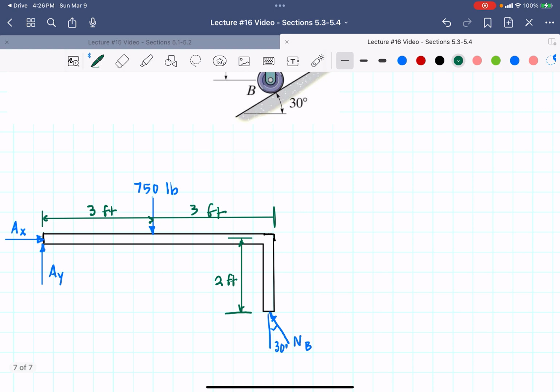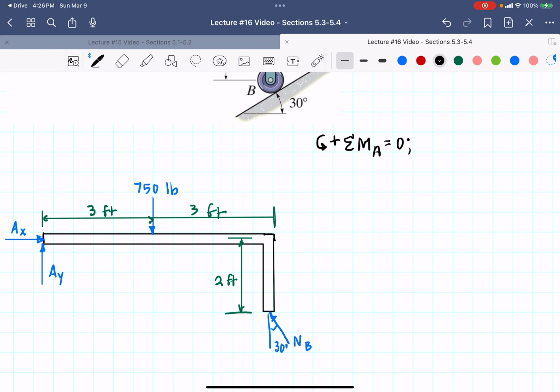So if I'm going to solve this with my equations of equilibrium, I'm going to start with the moments, summing the moments about point A, because those are two forces. So if I can knock out both of those and not have to include them, I can solve for the N of B, the normal force at B.